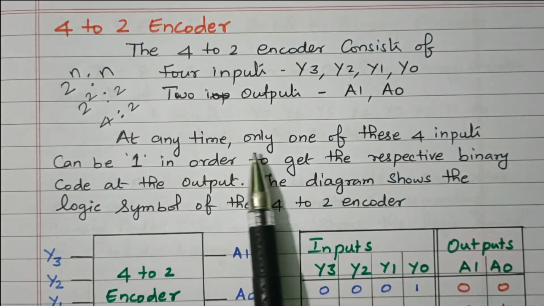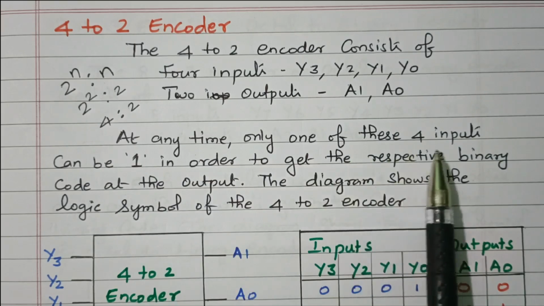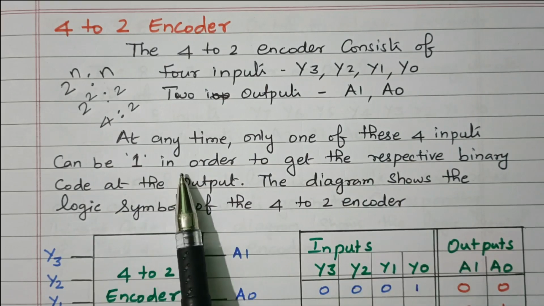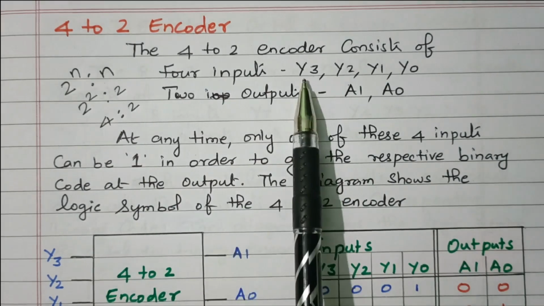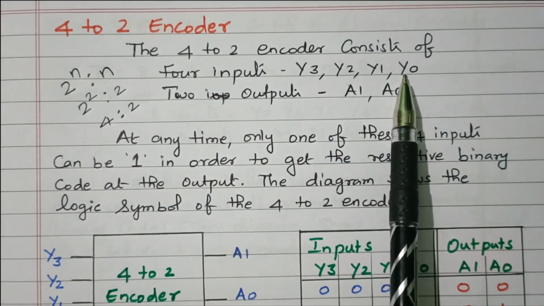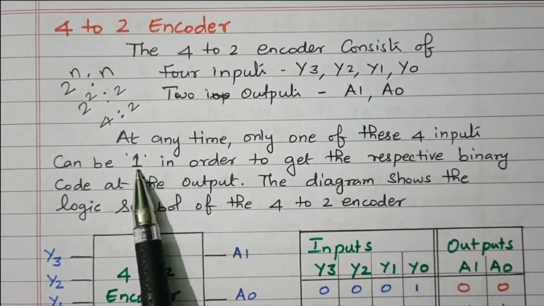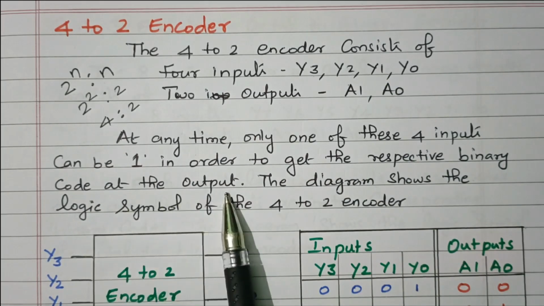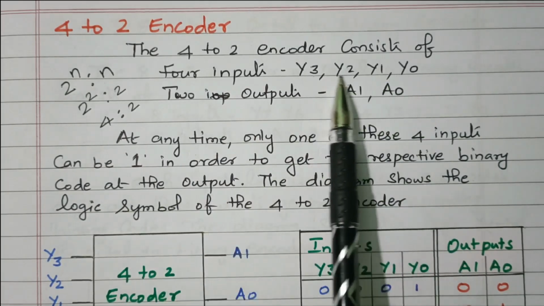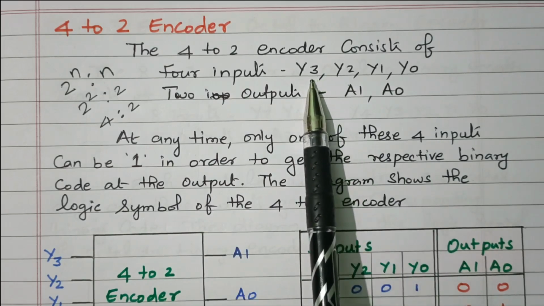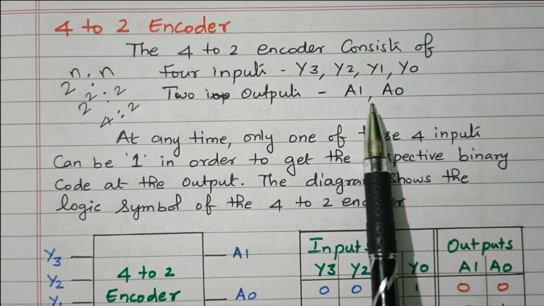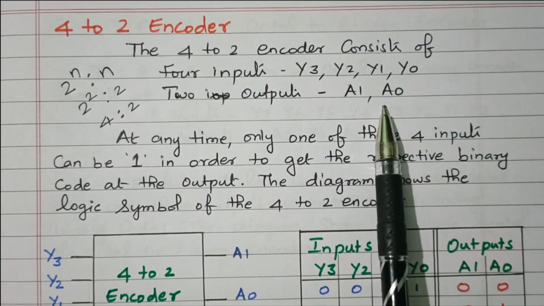At any time, only one of these 4 inputs can be 1, right? Any one out of these 4 inputs, only one input will be 1. Other values are 0, so that we can get the respective binary code at the output. Among these 4 inputs, any one digit is only 1, other digits are 0. Based on that we can get the 2 different outputs.